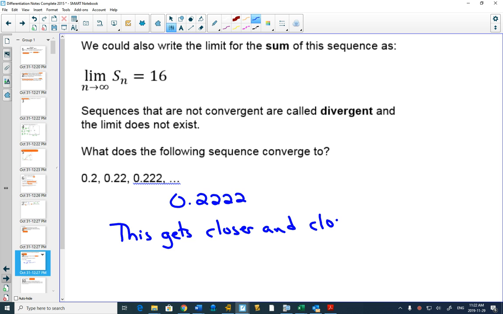So we have to imagine, if we kept going, what number is it getting closer and closer to? Tell me as a decimal. Once we've got it as a decimal, then tell me as a fraction.